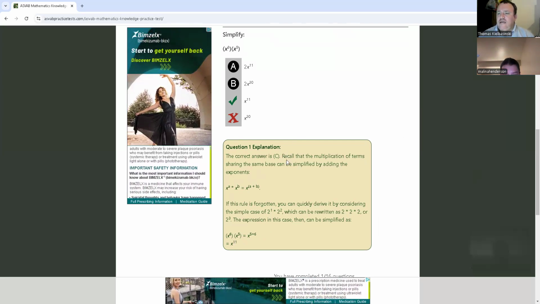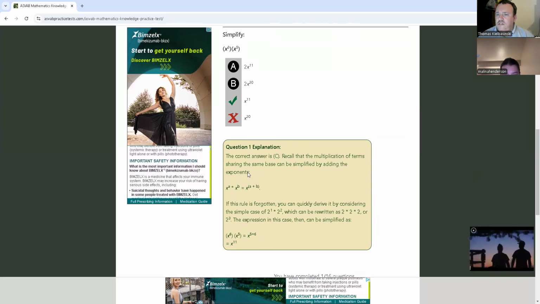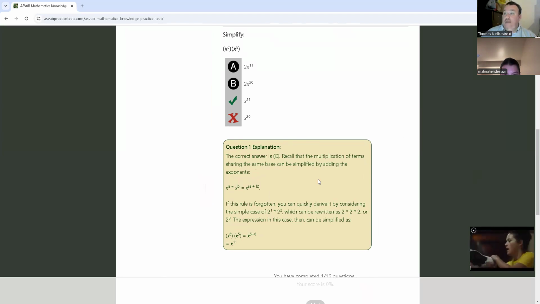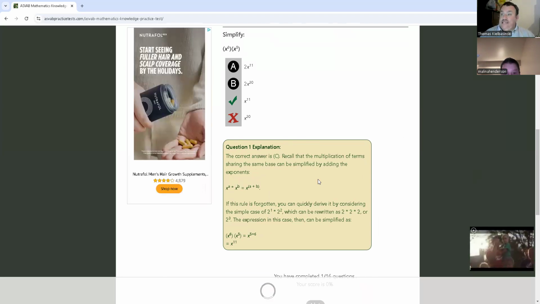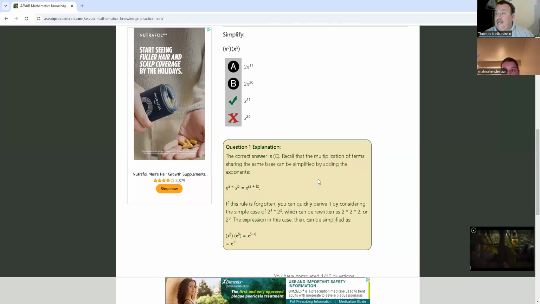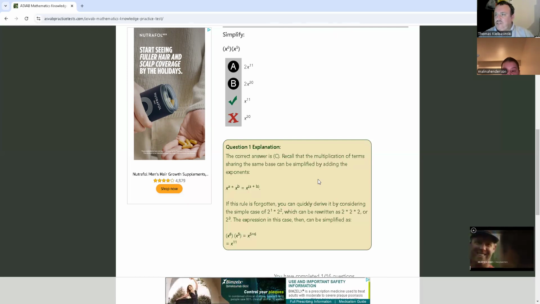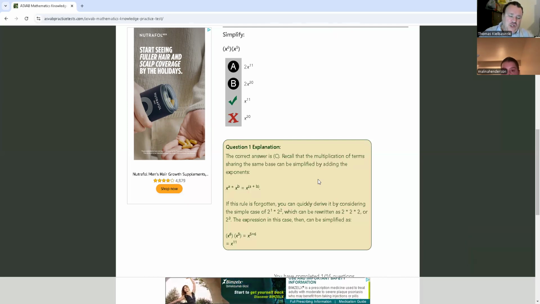The correct answer is C. Recall that multiplication of terms sharing the same base can be simplified by adding exponents. Most people would multiply them because if it's x to the 30th, everybody's going to multiply it because it's an exponent. But it's actually not multiplied, it's added together. If there's two x's, it's usually 2x, but it depends on the values and how they're all together: multiplication, division, adding, and subtracting.